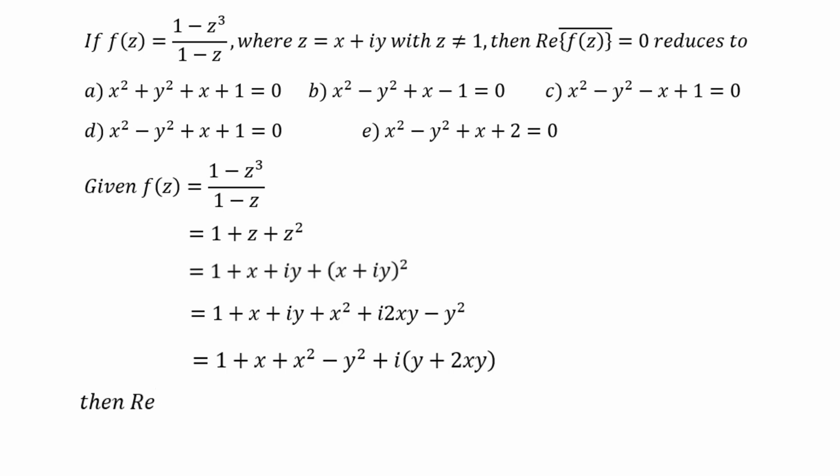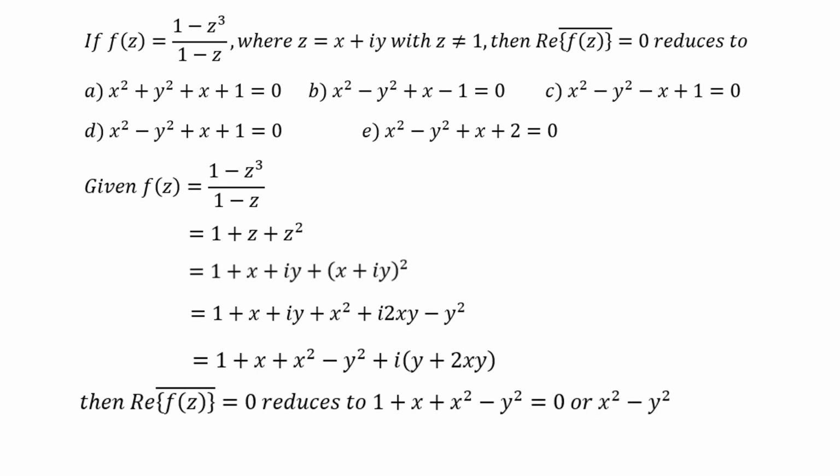So the real part of the conjugate of f(z) equal to 0 reduces to the real part of f(z) equal to 0, that is 1 + x^2 − y^2 = 0. This can be arranged as x^2 − y^2 + x + 1 = 0. So the correct choice is choice D.